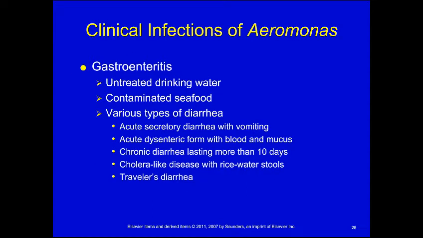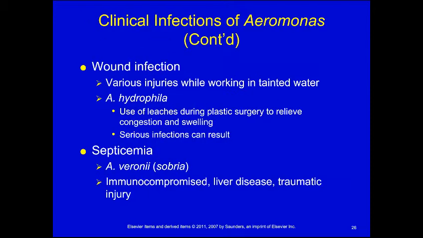Okay. Aeromonas can cause gastroenteritis secondary to drinking of untreated water or contaminated seafood. So you have various type of diarrhea. You have acute secretory diarrhea with vomiting, acute dysenteric form with blood and mucus, chronic diarrhea which can last for more than 10 days, and cholera-like disease with rice water stool. Also, this is similar to traveler's diarrhea or turista diarrhea. Okay.